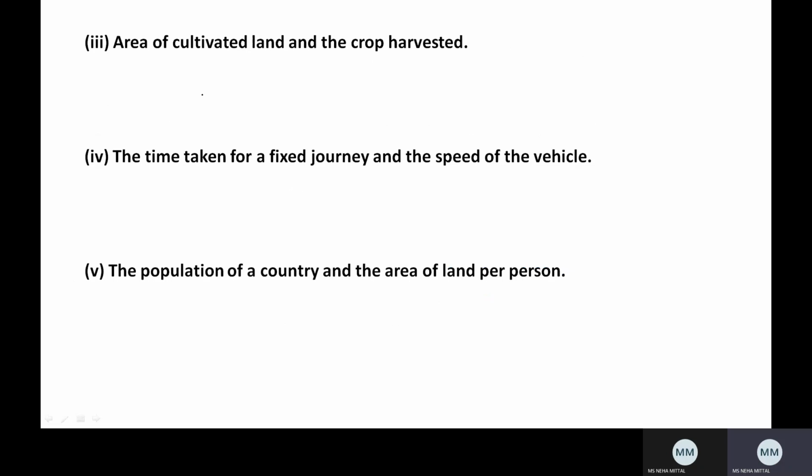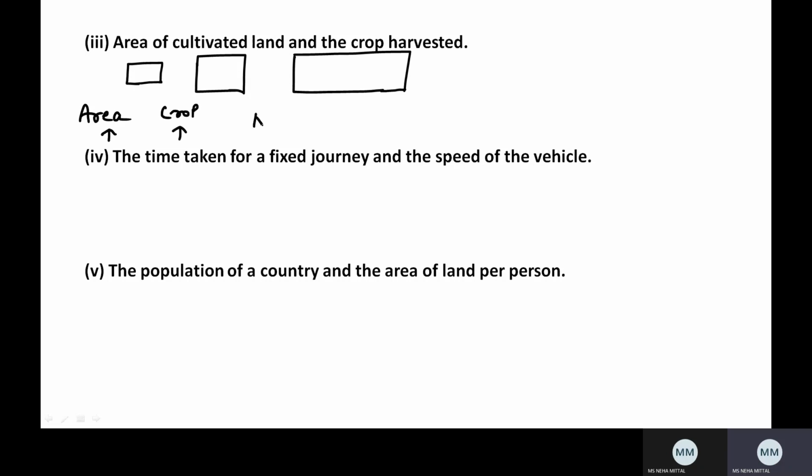Third is the area of cultivated land and the crop harvested. If we increase the size of the land area, suppose first the land is of this size. Now we increase the area by this much. Again, if we increase the area of land, then the crop harvested will also increase. So as we are increasing the area, the crop harvested also increases. So this is not in inverse proportion. It is a case of direct proportion.